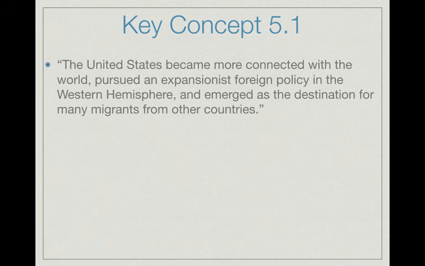All right, let's take a look at Key Concept 5.1. It states the United States became more connected with the world, pursued an expansionist foreign policy in the Western Hemisphere, and emerged as a destination for many migrants from other countries. That's from page 53. If you want a link, check the description for a link to the curriculum framework.